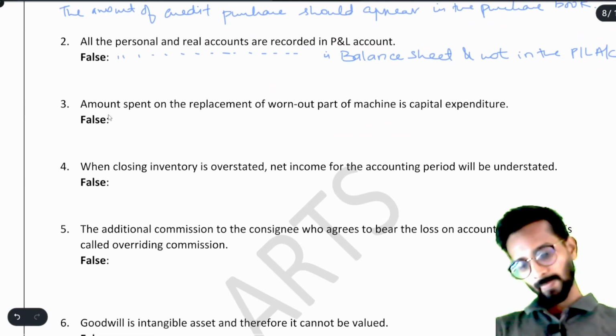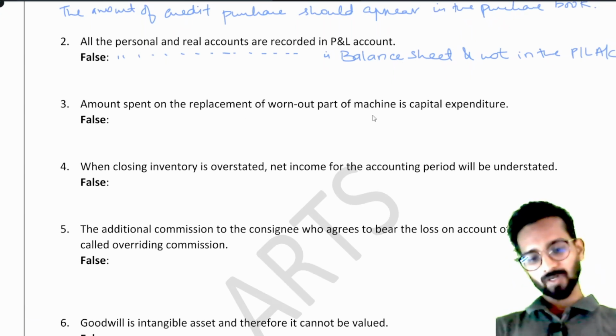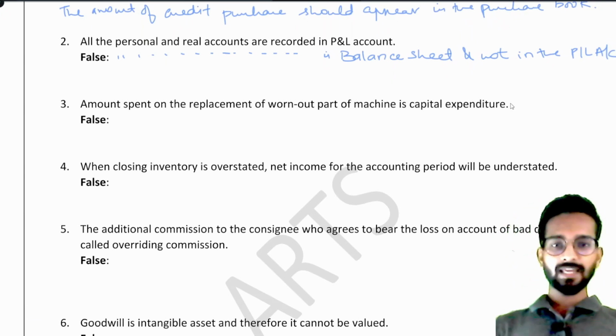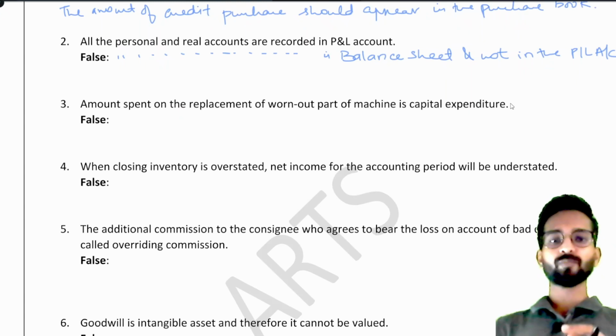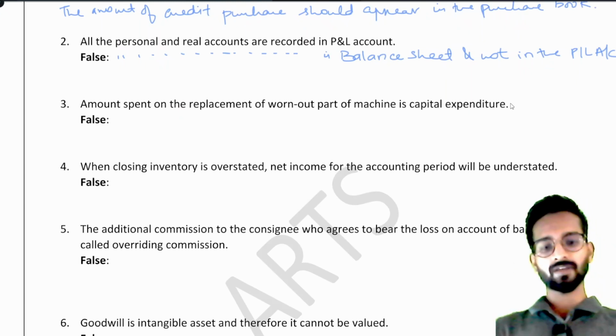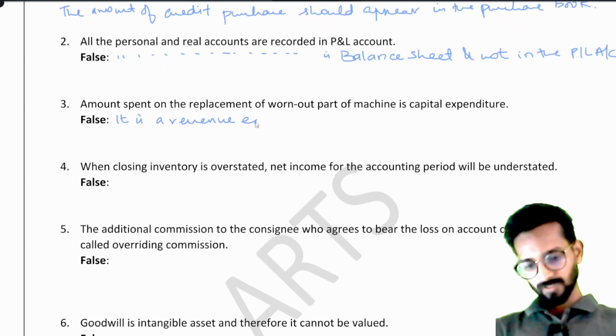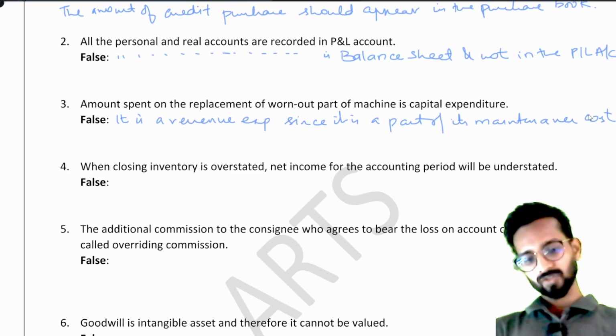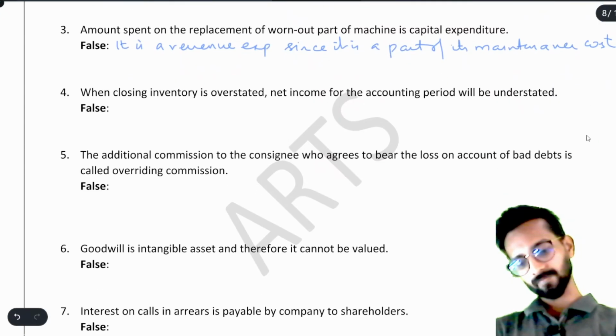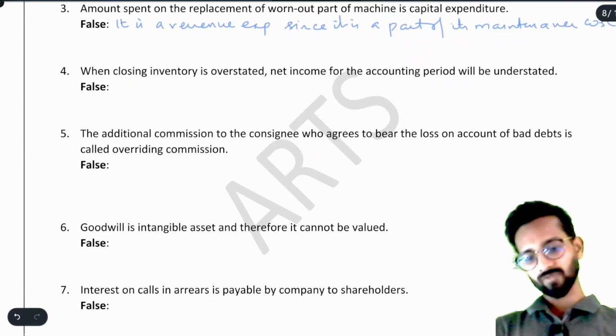चलो. अमाउंट स्पेंड ऑन द रिप्लेसमेंट ऑफ वन आउट पार्ट ऑफ मशीन इज कैपिटल एक्सपेंडिचर. अरे भाई एक रेगुलर रिपेयर है, सिर्फ एक वन आउट पार्ट, कोई पार्ट खराब हो गया मशीन का, सिर्फ उसको ठीक करवाया, दैट इज नॉट कैपिटल एक्सपेंडिचर. सो यू विल राइट हियर इट इज अ रेवेन्यू एक्सपेंडिचर सिंस इट इज अ पार्ट ऑफ इट्स मेंटेनेंस कॉस्ट. खाली मेंटेनेंस कॉस्ट है, खाली जो चीज़ खराब हुई वही तो ठीक करवाई है, एफिशिएंसी तो नहीं बढ़ी ना मशीन की, तो फिर क्या.